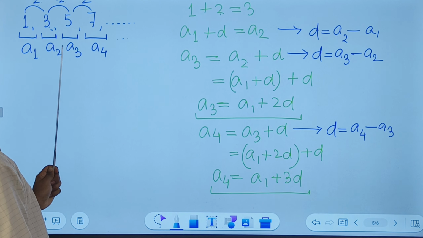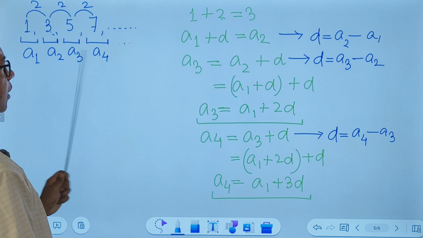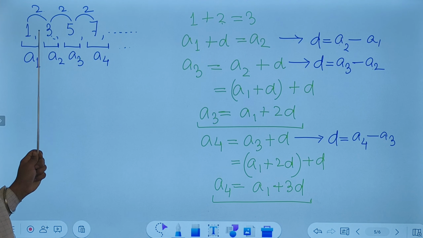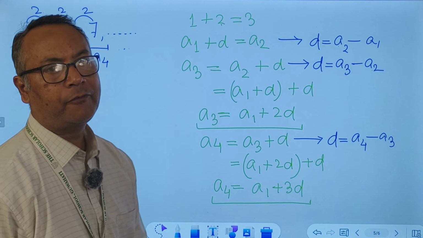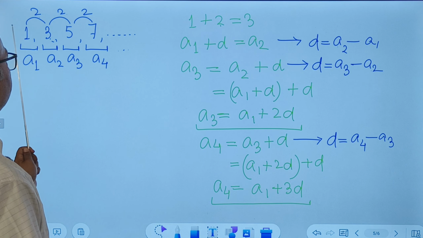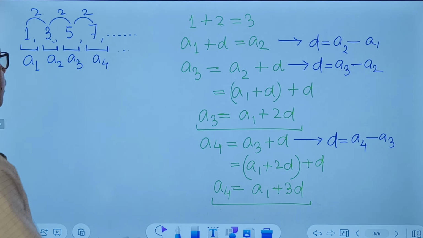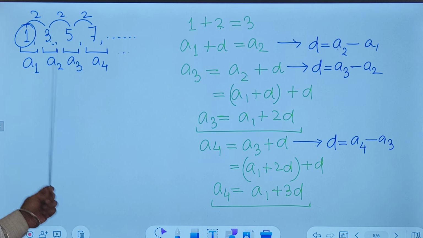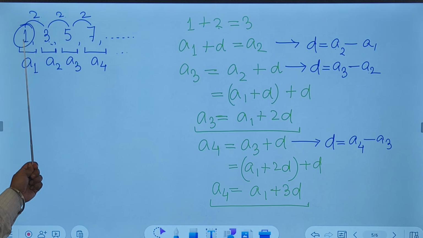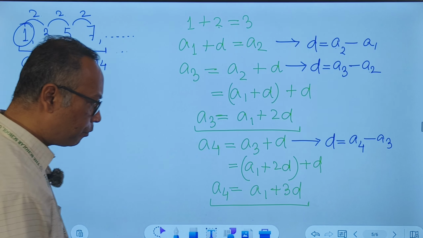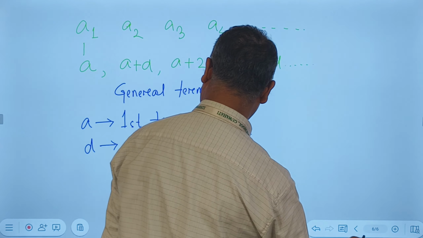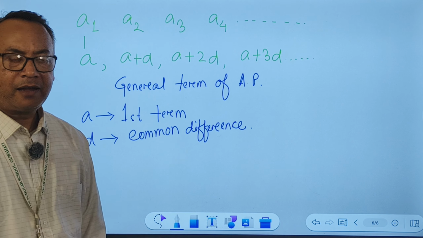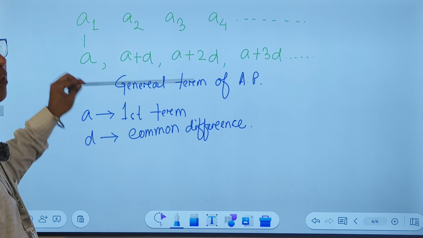Even in this case also, third term minus second term is equal to D. 5 minus 3 is equal to 2. So this is how we can find the D. And the first term of the given sequence is very easy to find, because the first number of the sequence is the first term. Okay? So this is how we can write the general term of an AP.